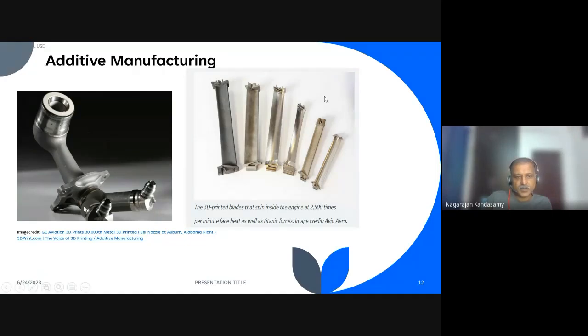And these are some of the parts made using additive manufacturing. The first part on the left hand side is from GE Aviation, and this is not the first part, it is the 38,000th part. That means they have made that many parts. That means this industry is more matured and stabilized, more commercially viable or commercially stable. And on the right hand side, what you see here are the blades.